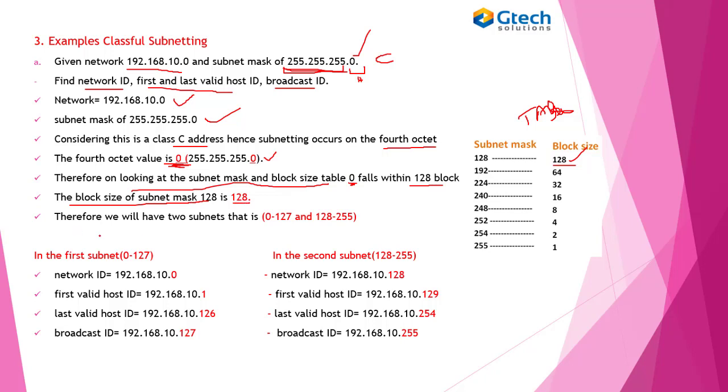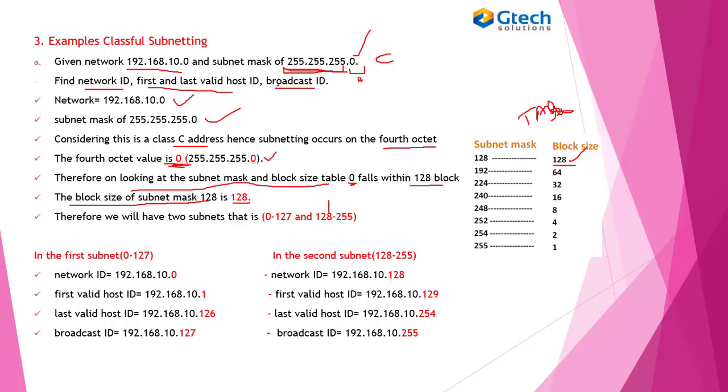Therefore we will have two subnets. From 0 to 127. You know, from 0 to 127 is 128 addresses, because you start counting from 0. Then another one from 128 to 255. You start counting from 128. This one is also 128. Now that's where the block size comes in. The block size tells us how to jump from one subnet to another.